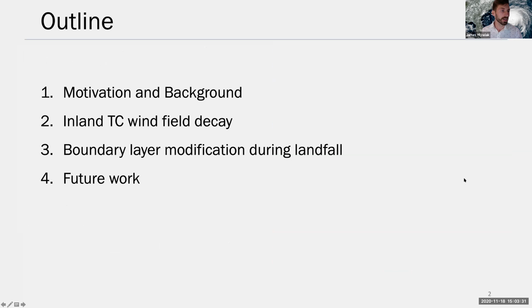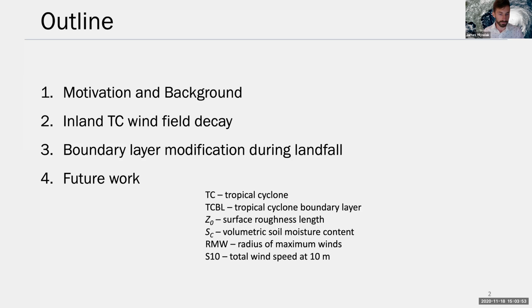So I'll start off with a little bit of motivation and background. In part 2, I'll be talking about what will be the second results chapter of my dissertation, the inland TC wind field decay. In the third part, I'll talk about the boundary layer modification, and then I'll finish up with some future work and goals that I hope to accomplish by the end of my PhD sometime next year.